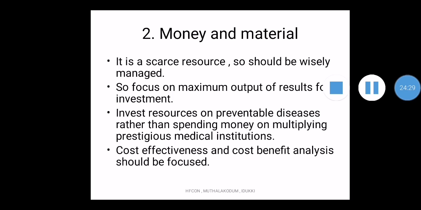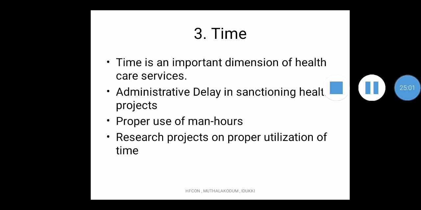Rather than spending so much money to bring up various prestigious medical institutions, we should focus more on investing resources in preventable diseases, like immunization and vaccination. We should also focus on cost effectiveness and cost benefit analysis in order to use the money and material wisely, so that we know what should be done and where more money should be allocated. The next one is regarding time.